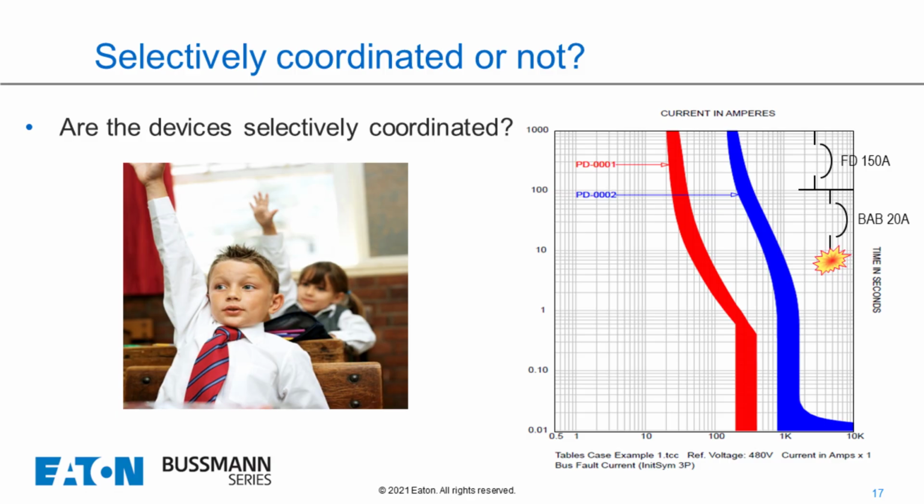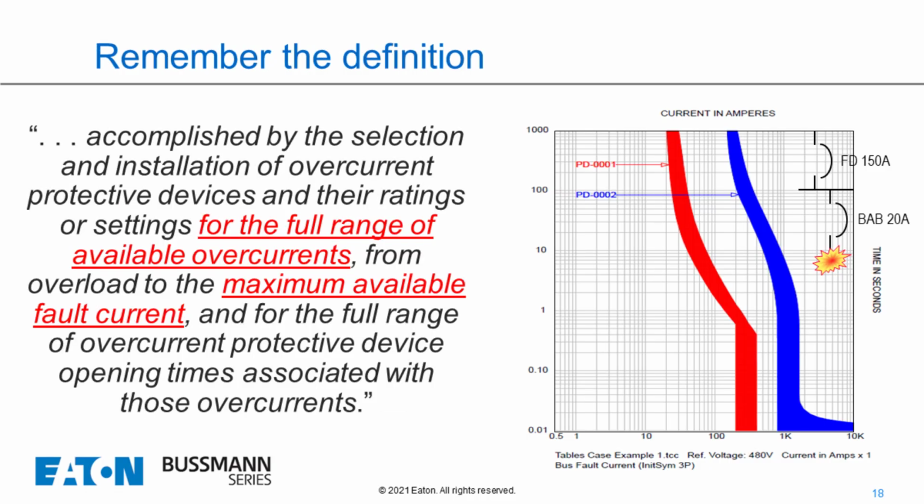So let's look at the definition again. The definition is this: for the full range of available overcurrents from overload to the maximum available fault current, and for the full range of overcurrent protective device opening times. So from 0 all the way up to when it opens based on the fault current or overload.